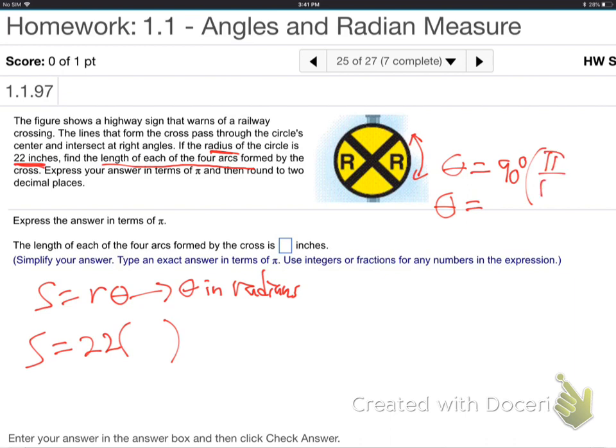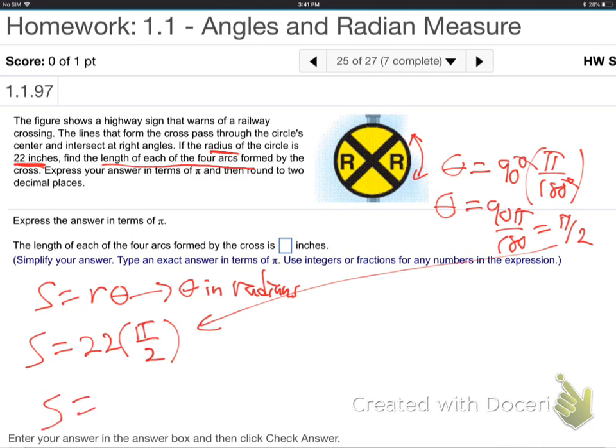Times pi over 180. Cancels, 90 pi over 180. Pi over 2. Pi over 2. As you put this over 1, cancel 11 pi.